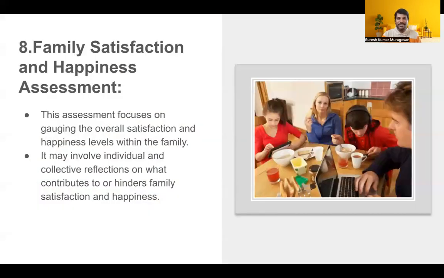The next one is the family satisfaction and happiness assessment. We are moving towards the well-being of an individual, then we are moving to the well-being of the family members. So family satisfaction is very important. This assessment mainly focuses on the overall satisfaction among the family members. Not only that, it will focus on the happiness of the individual as well as the family members. See, when we do this assessment, we are able to know about that.